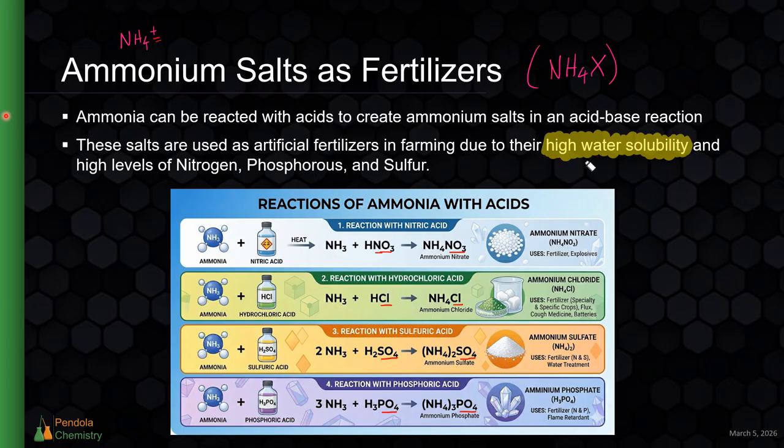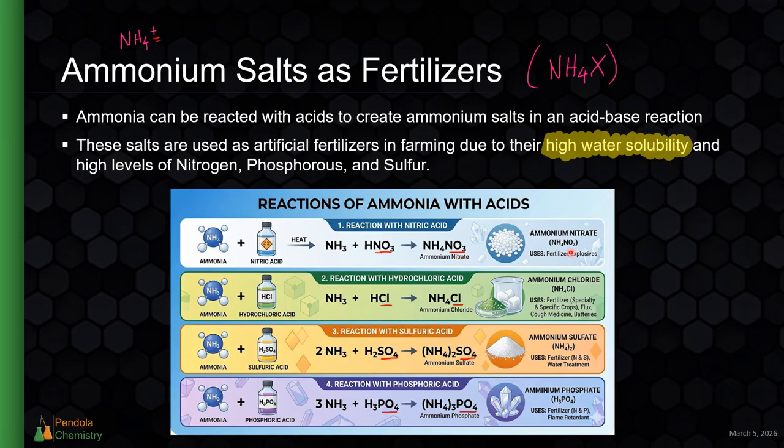The other thing that makes them really good fertilizers is that these compounds are high in nitrogen because of the ammonium, and also the nitrate in the case of ammonium nitrate, phosphorus in the case of ammonium phosphate, and sulfur in the case of ammonium sulfate. These are all elements that are really useful to plants and really every living organism, but mainly to plants, to create things like proteins and DNA and all these other biological structures. So that makes these extremely good fertilizers.